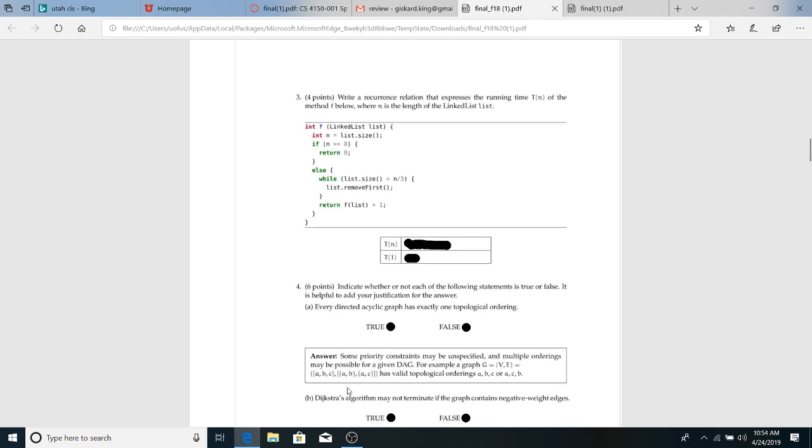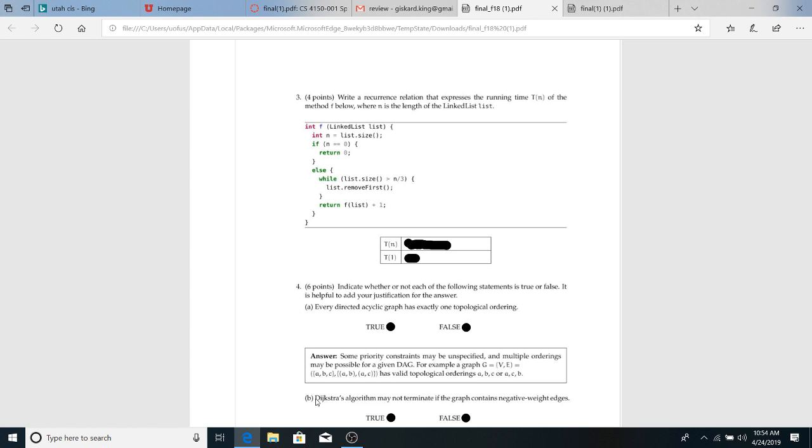So this problem here, a lot of people got wrong last semester. And it's pretty much asking, can Dijkstra's algorithm terminate if you have negative edges in the graph? So first thing you should note right off the bat is that even if it does terminate, the algorithm is not guaranteed to give you the correct answer, right? Because Dijkstra's algorithm only works with positive edges. But does the algorithm terminate?